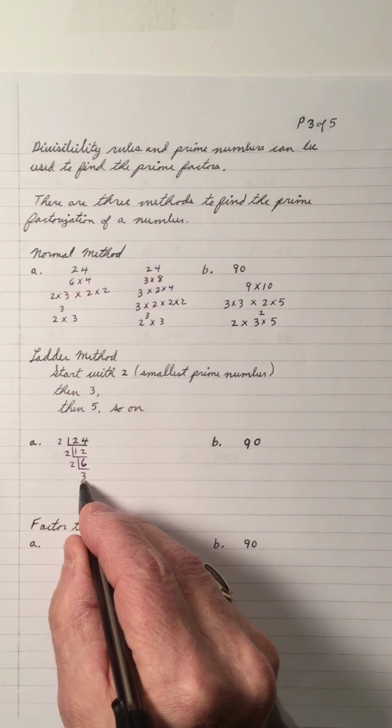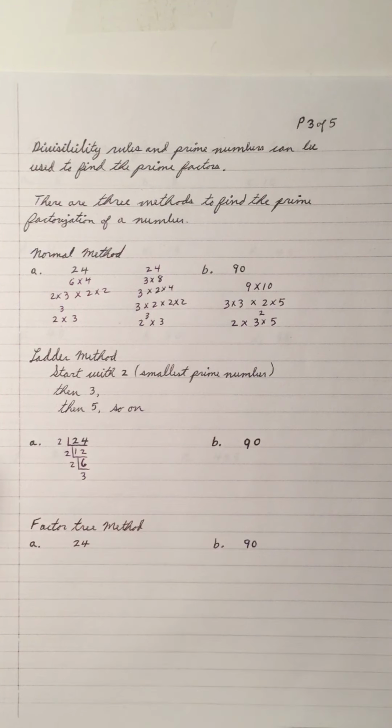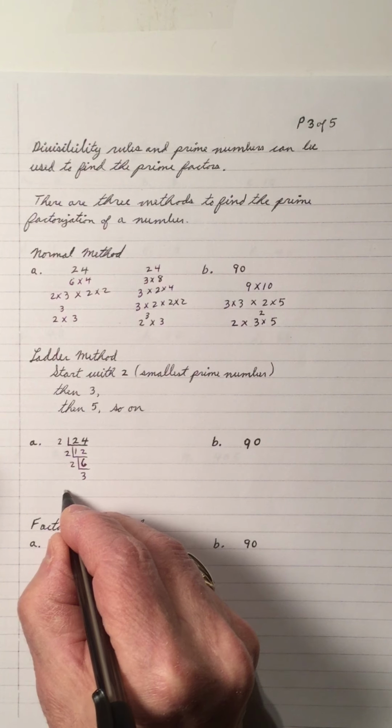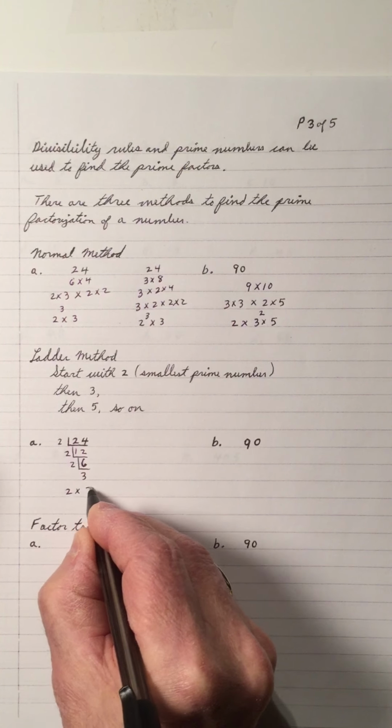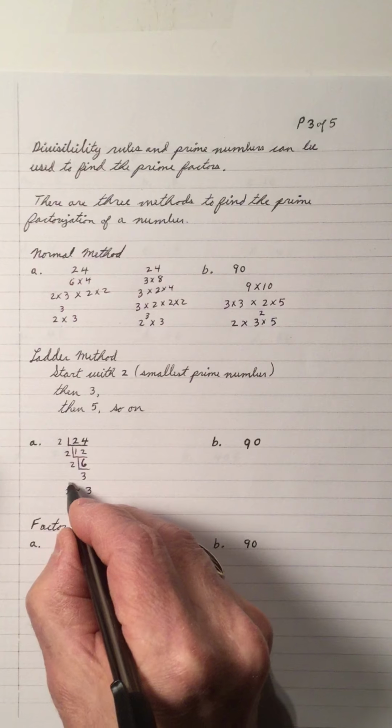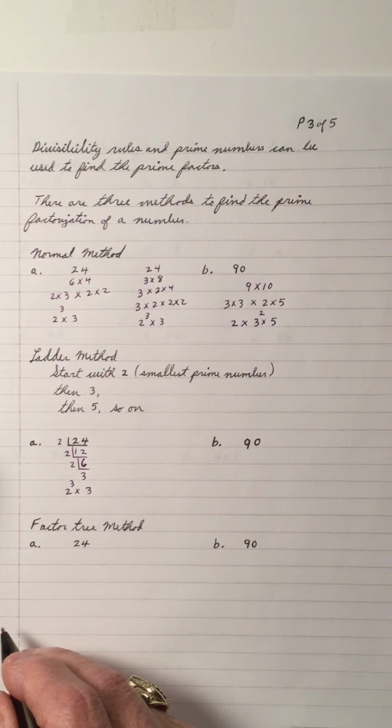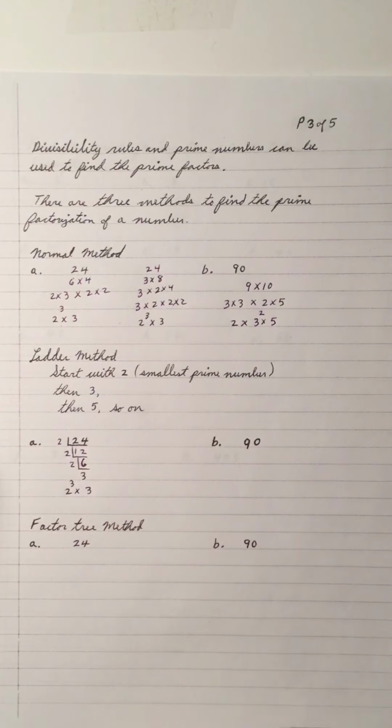Once we get down to the last number here, which is prime, then that ends it. So we have a 2 and a 3, but we have 1, 2, 3 2s and 1 3. So this is the ladder method, working it down.